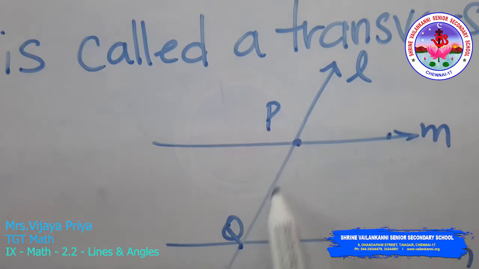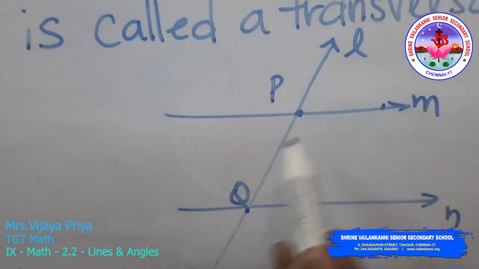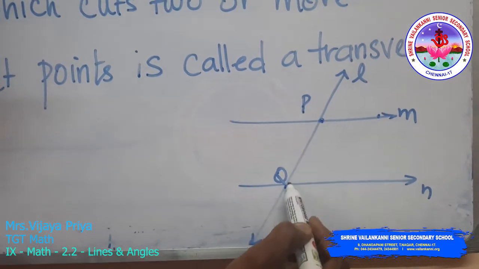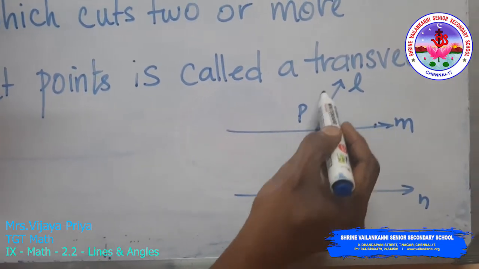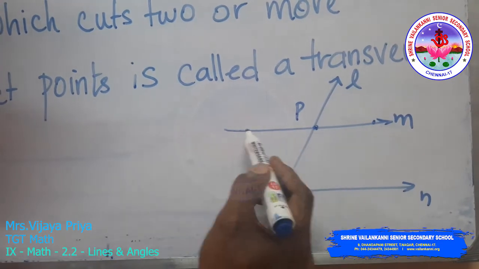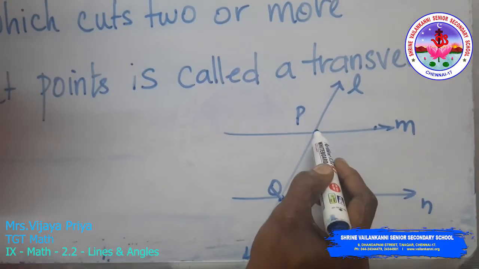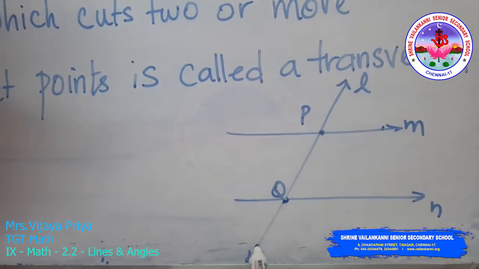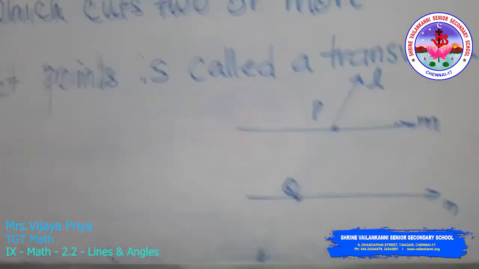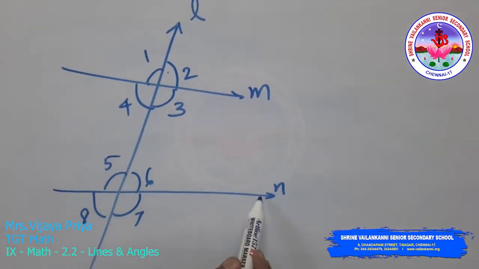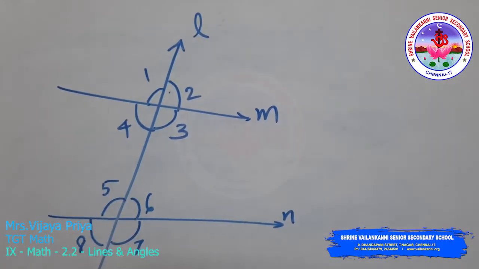So this is a transversal line cutting two or more lines at distinct points. In this, my L is a transversal line where this line cuts my lines M and N at two distinct points P and Q. So your L is called the transversal line. Now we will see two lines M and N which are intersected by a transversal line.